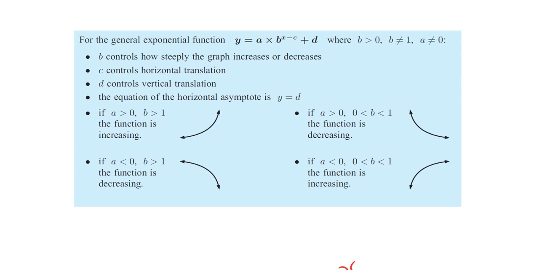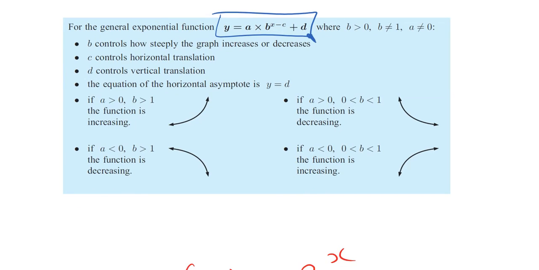Okay, so maybe our general function is something like this. Well, this works just like other transformations. This d is going to move it up and down, right? A vertical translation. If I swap x for x minus c, that's going to move it to the left and to the right, just as any other transformation would. A is going to stretch this thing, right?